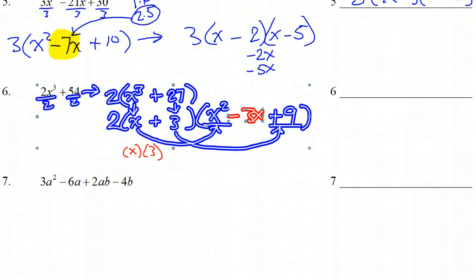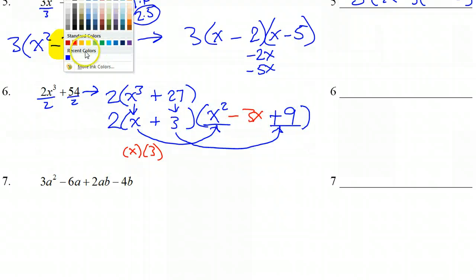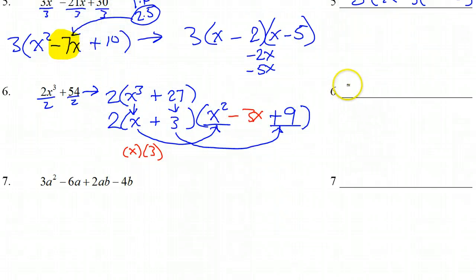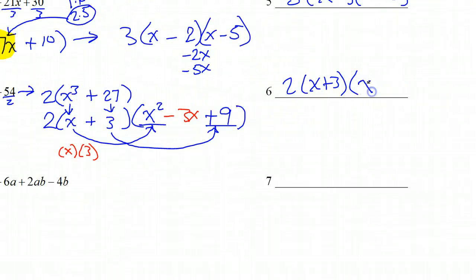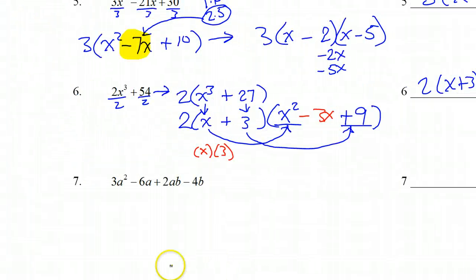Alright, so what you're saying is it'll be simpler just to copy it over. So 2 times x plus 3 times x squared minus 3x plus 9. Alright, fine, that's number 6. Take a look at number 7.